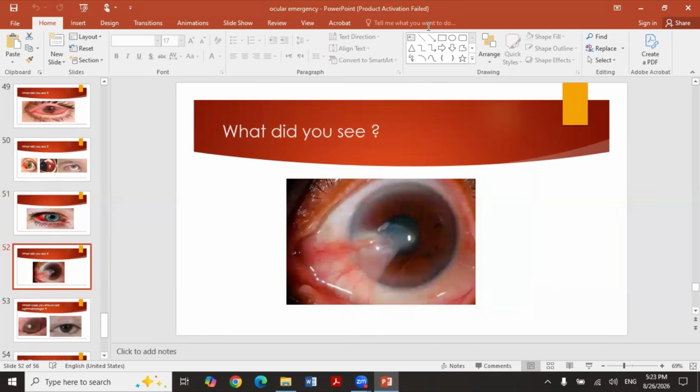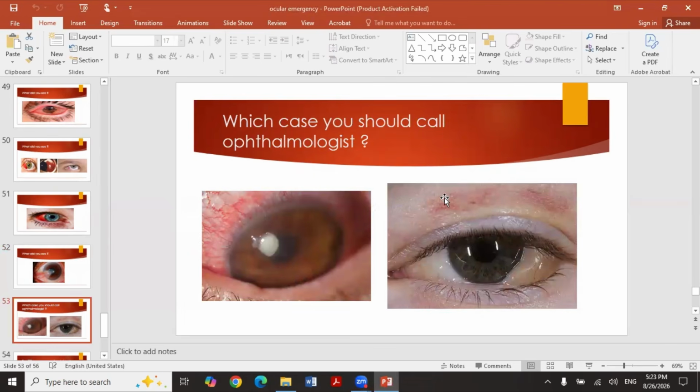Pterygium also is not an emergency. It's a longer process. It comes within years, and when this pterygium reaches the cornea, mostly it needs surgical intervention when the patient wants, especially if it has reached the cornea. So it's not an emergency case. It's also an outpatient clinic.